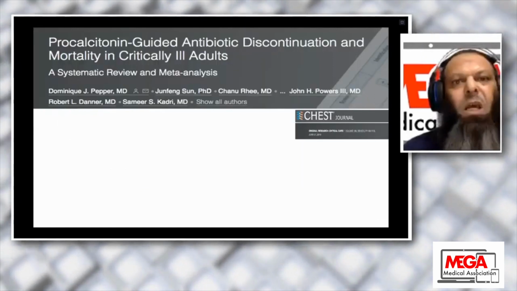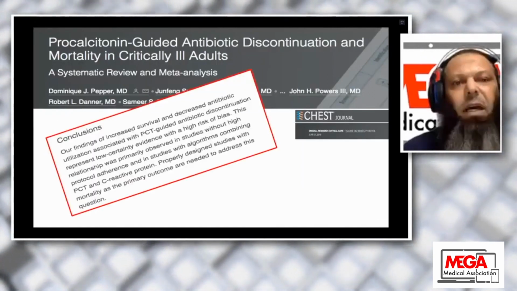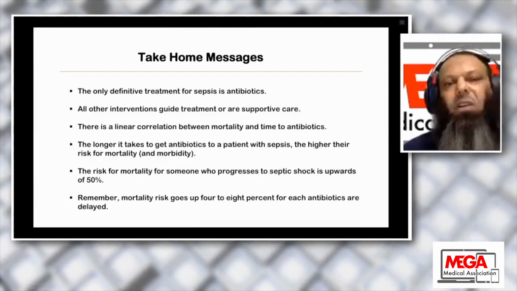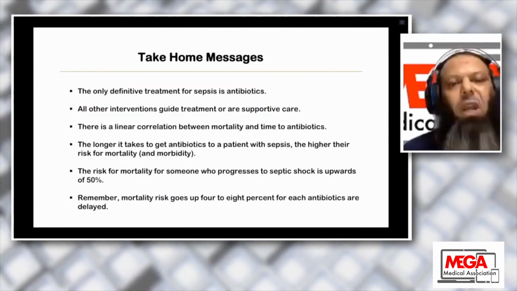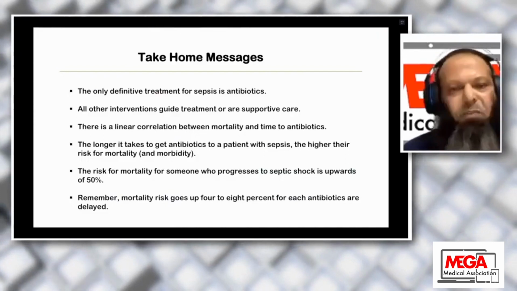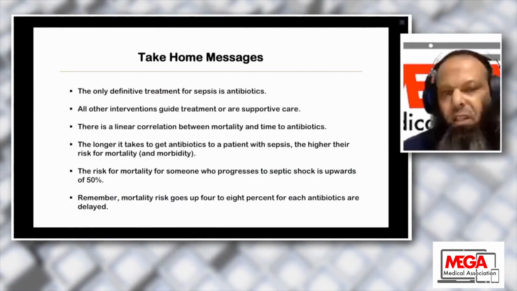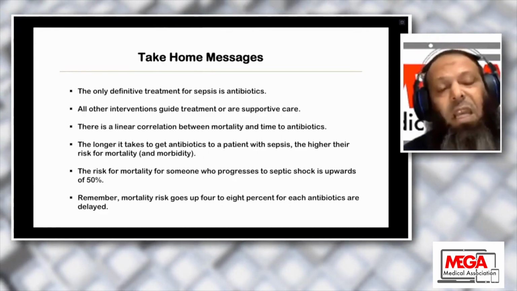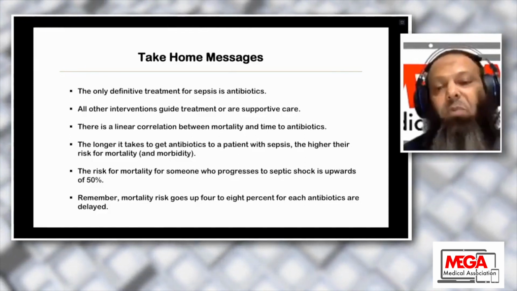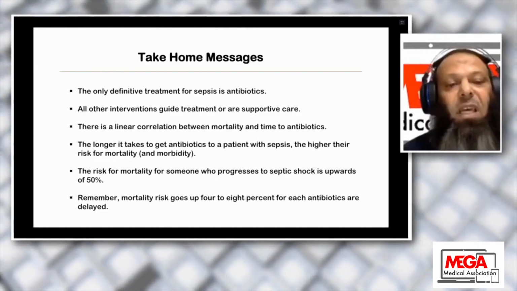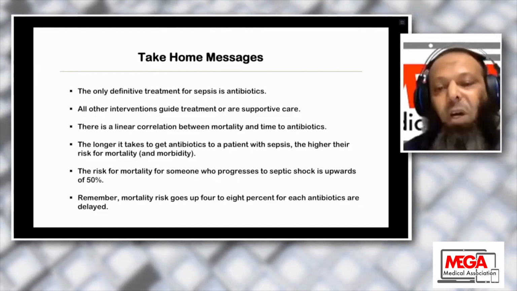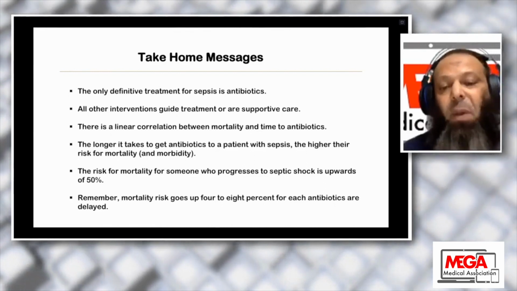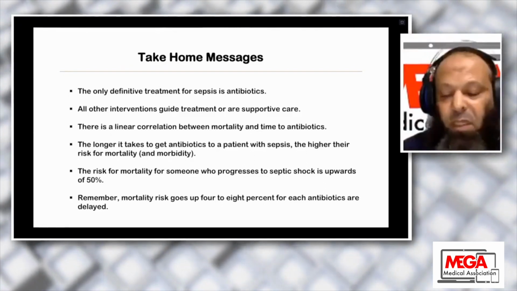Just to have some take-home messages with the next 3 slides: the only definitive treatment for sepsis is antibiotics. All other interventions are supportive care. There is no linear correlation between mortality and time to antibiotics, as we mentioned, and it's still debatable. The longer it takes to get antibiotics, the higher the risk of mortality and morbidity. The risk of mortality for someone who progresses to septic shock is up to 50%, and remember, the mortality risk goes up by 8% for each antibiotic delay.